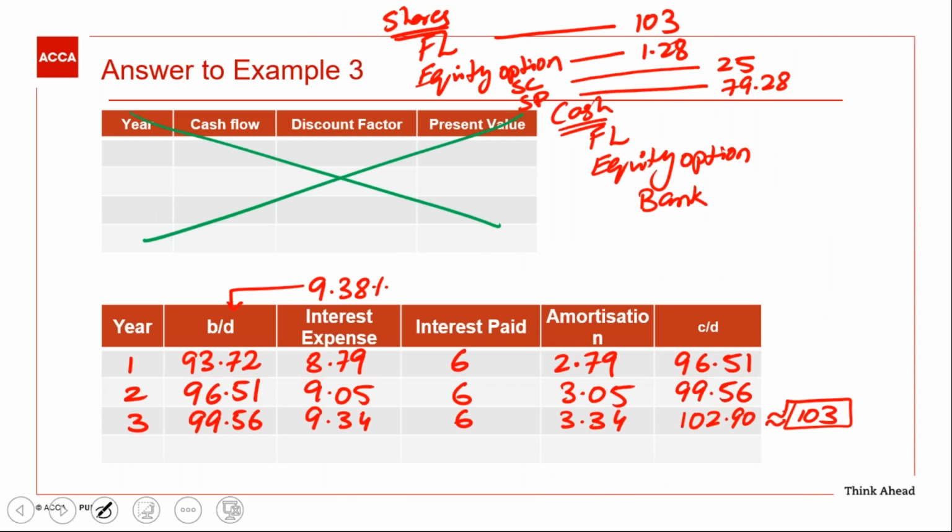Getting this point, Jagmeet? But if they have asked for cash, our entry is going to be, the debit will be the same, 103 and 1.28.